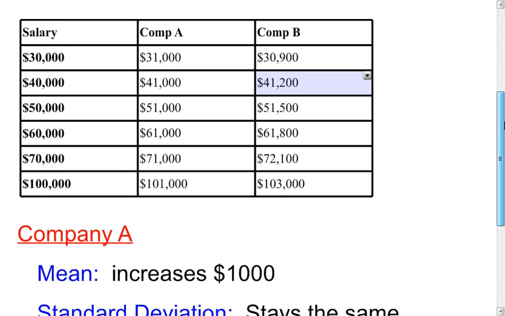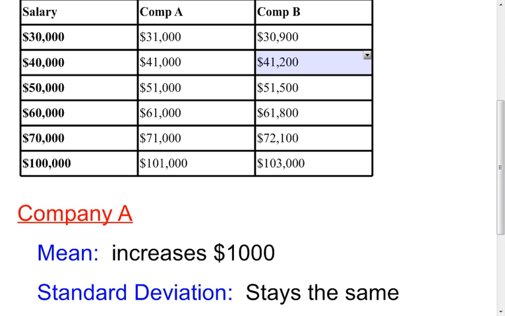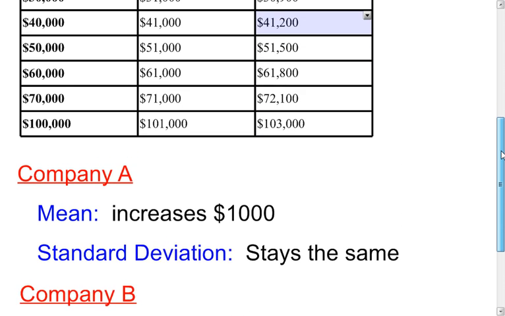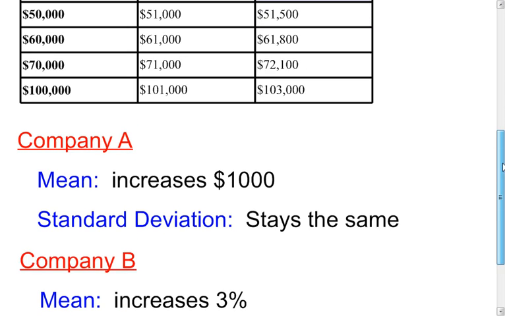Anytime you're adding a flat dollar amount like I did at Company A, your mean will go up that much and your standard deviation will stay the same, as long as you're doing the same thing to every single data point. In this case, I was adding $1,000. That will increase your mean by that much. It will leave your standard deviation, or your spread, the same. At Company B, we've already talked about their mean. I'm adding 3% to every piece of data, so the mean is going to go up 3%.